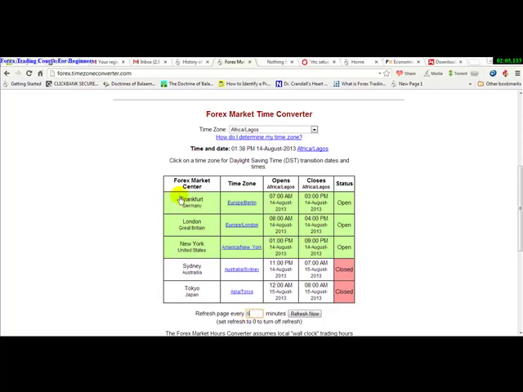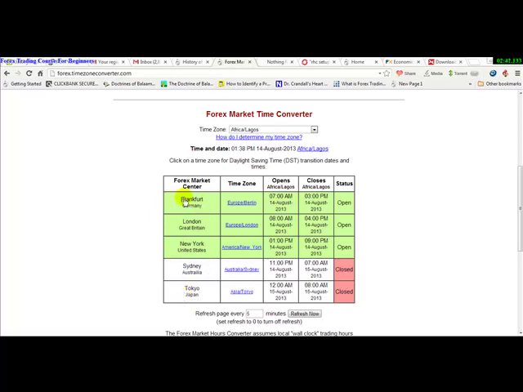Now here we have the various market centers. Talk about the market location. It's an interbank market that has no physical location, no physical presence is required. So it revolves around the globe. Beginning, we have the first one here, Frankfurt, Germany Forex Market Center, followed by London, Great Britain Market Center. You have the New York, United States Market Center, Sydney, Australia Market Center, and the Tokyo, Japan Market Center.